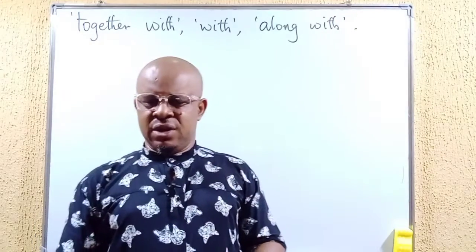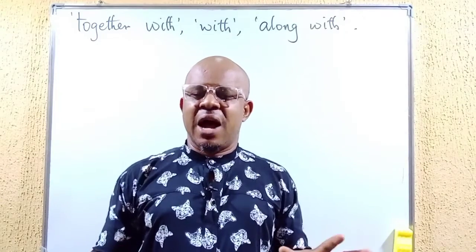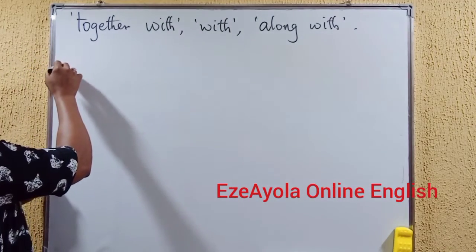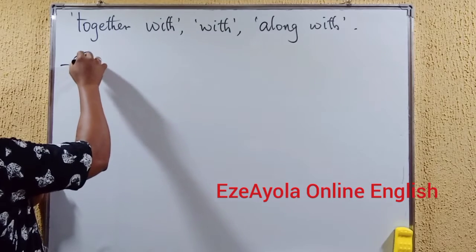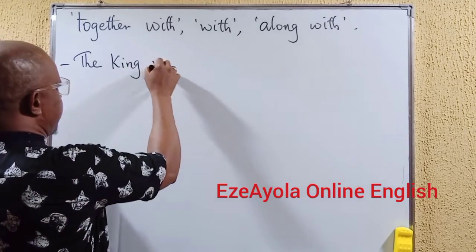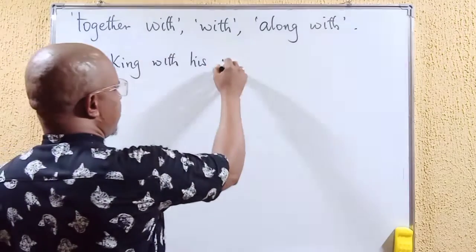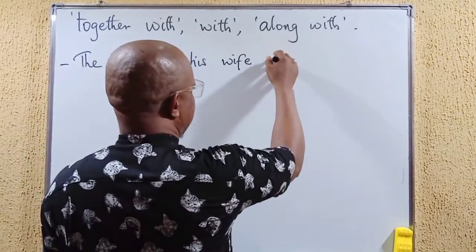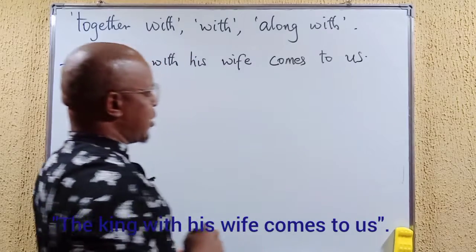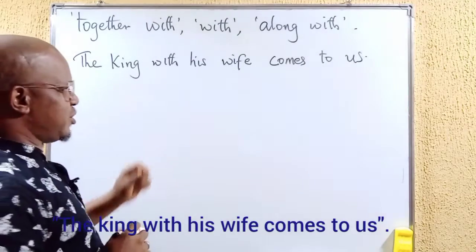Now, the question is, how do we use them during our expressions? When we make sentences, how are they used? Now, if we have examples of sentences like this, we have the first one: the king with his wife comes to us. Now look at this. The first one, the king with his wife comes to us.